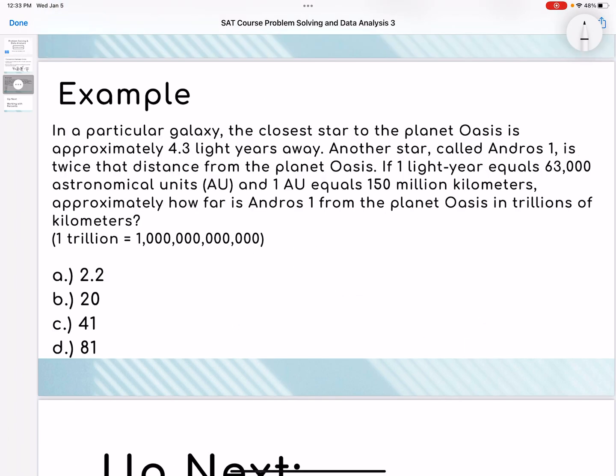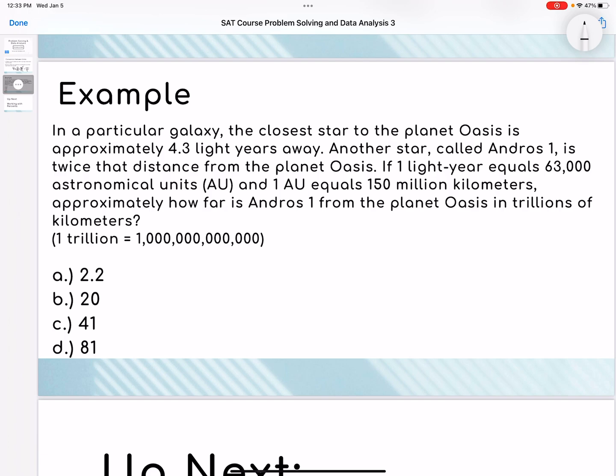In a particular galaxy, the closest star to the planet Oasis is approximately 4.3 light years away. Another star, called Andros 1, is twice that distance from the planet Oasis. If 1 light year equals 63,000 astronomical units, or AU, and 1 AU equals 150 million kilometers, approximately how far is Andros 1 from the planet Oasis in trillions of kilometers? And that's our trillion there, a 1 followed by 12 zeros.